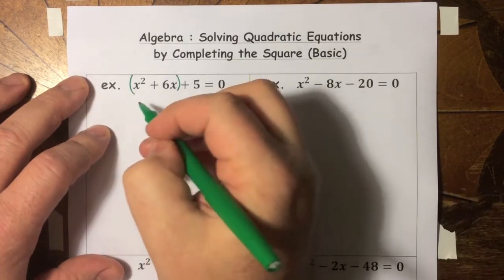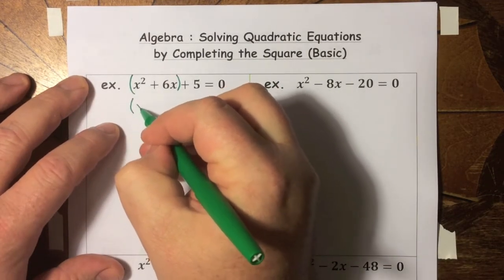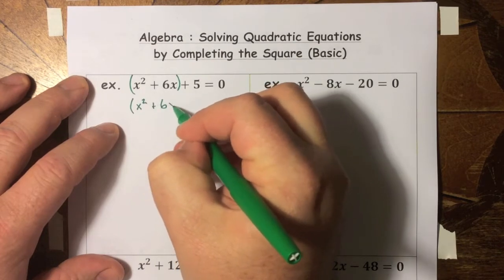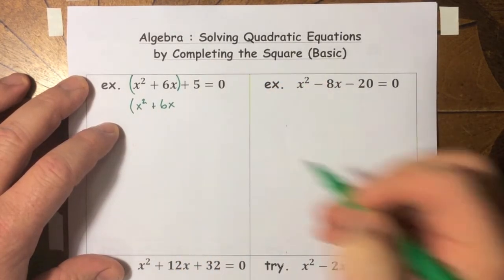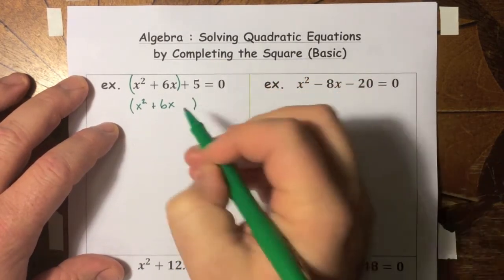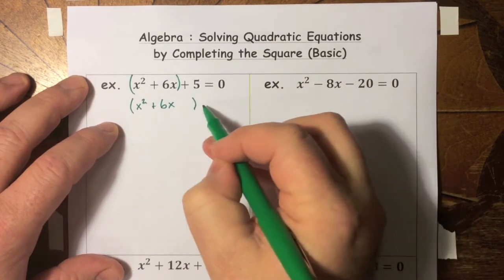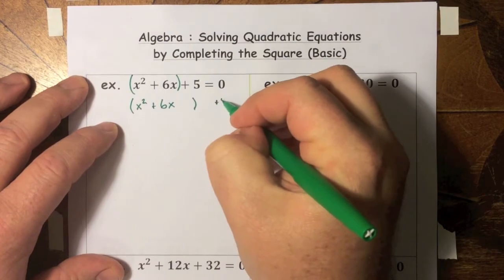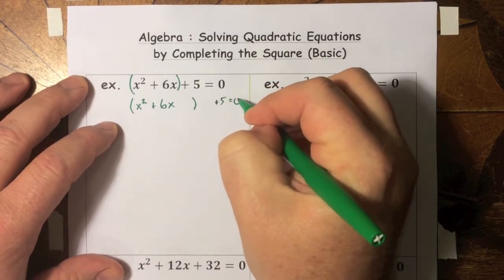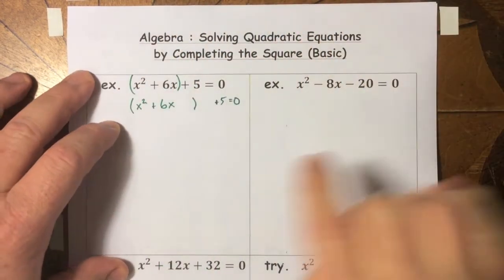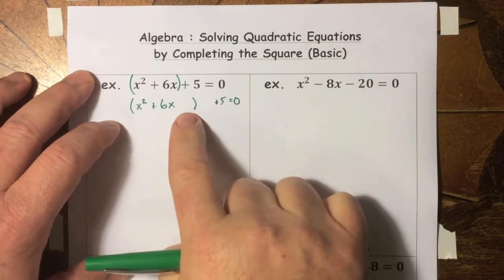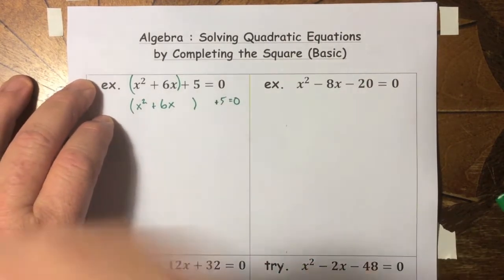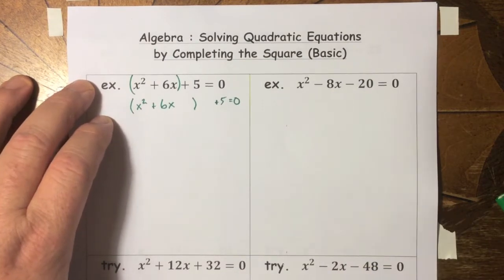The first thing that I'm going to do is I'm going to give myself some room inside here. So I'm going to basically recopy the x squared plus 6x. I'm going to leave some room on both the inside of the parentheses and the outside of the parentheses. I'm going to copy this plus 5 here, and it's all going to equal 0. I do this because I know what I'm going to end up coming back and doing here in just a moment. Now this is where the magic of completing the square happens.